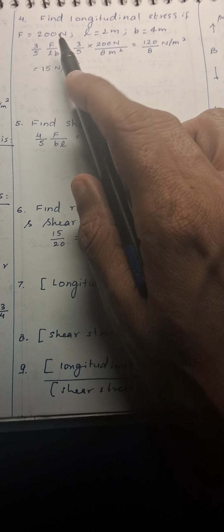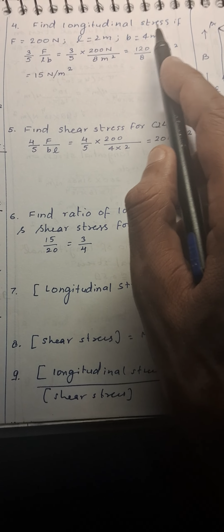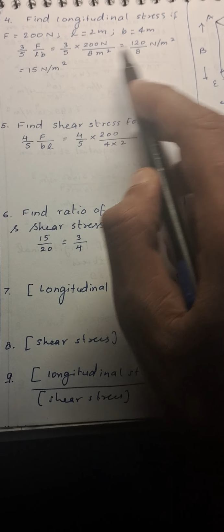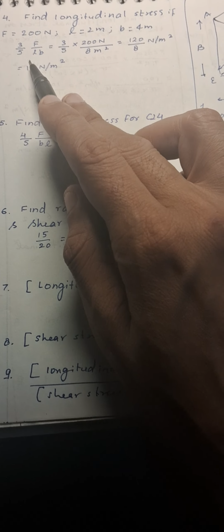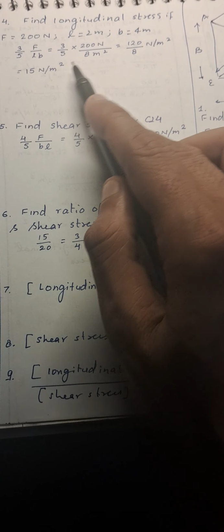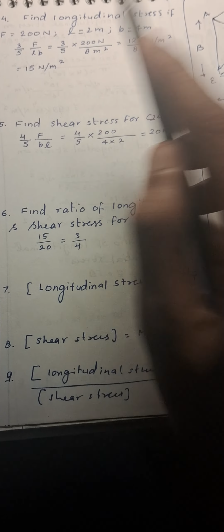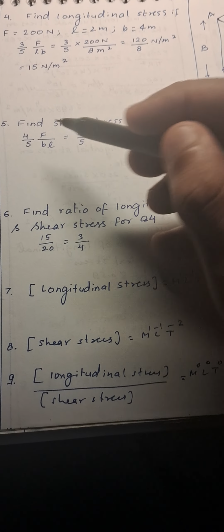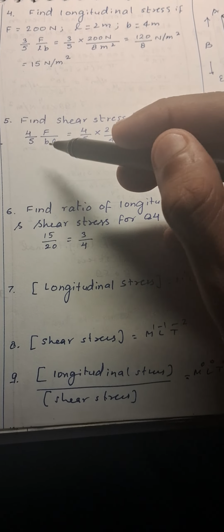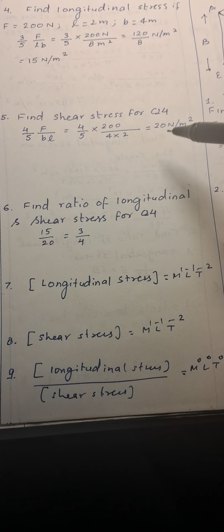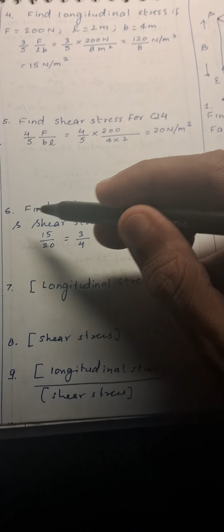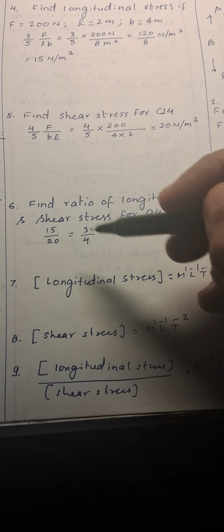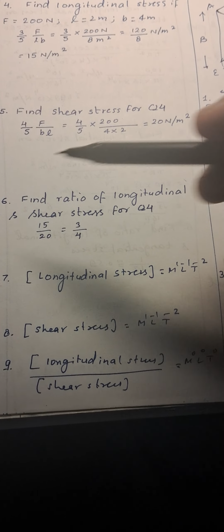Now there is another question, then find longitudinal stress if F is 200 Newton, L is 2 meter, B is 4 meter. So just substitute the value 3 by 5 F by LB, and after calculations we have 15 Newton per meter square. Then we need to find shear stress. So shear stress in the previous question was 4 by 5 F by BL. Solving this we get 20 Newton per meter square. Then again we need to find ratio of longitudinal and shear stress. So taking the ratio, we have ratio as 3 by 4.